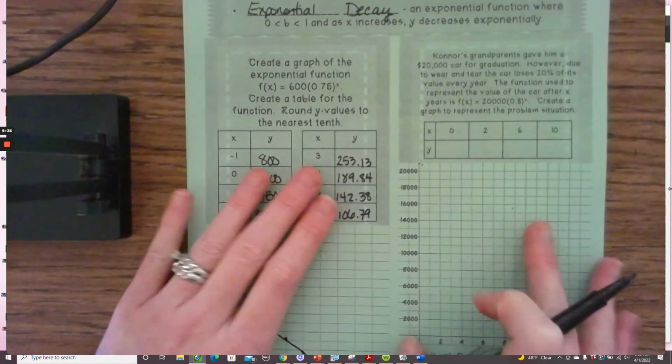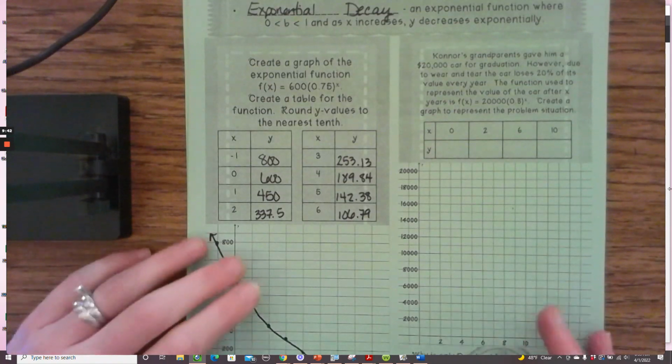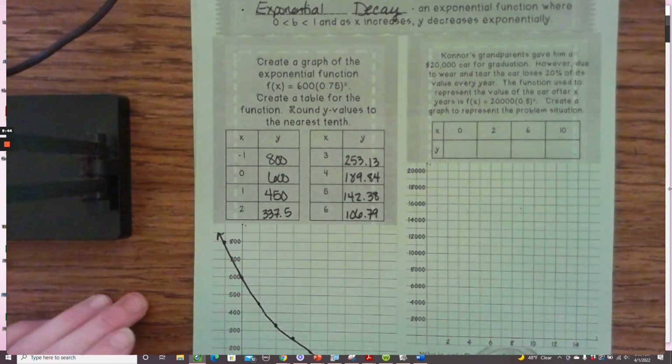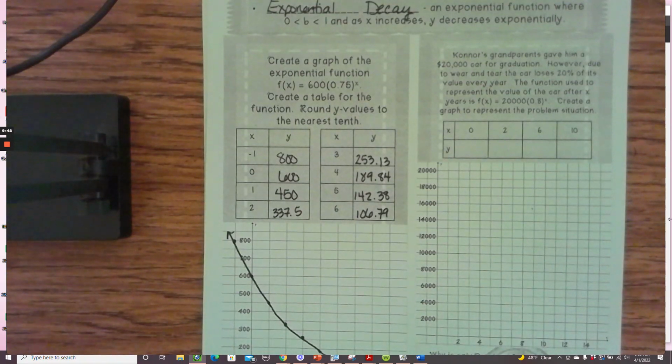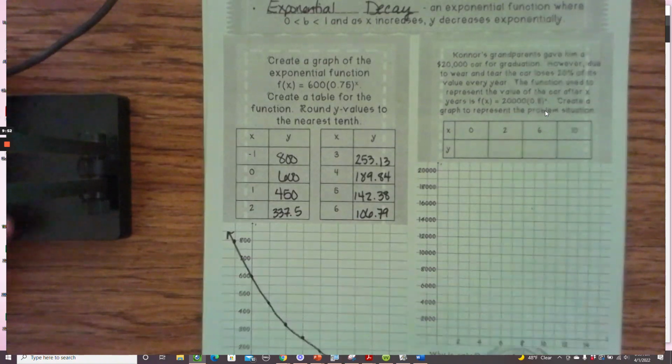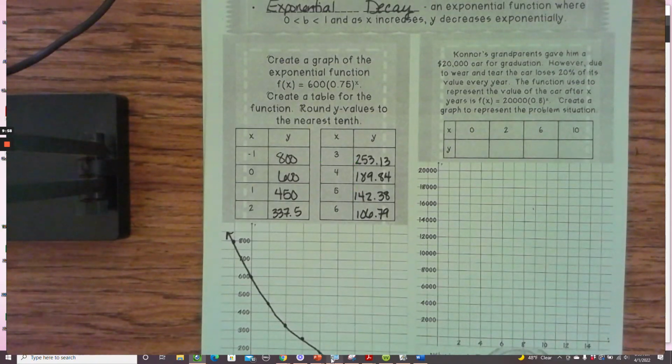Alright, Connor's grandparents gave him a $20,000 car for graduation. However, due to wear and tear, the car loses 20% of its value every year. The function used to represent the value of the car after x years is f of x equals 20,000 times 8/10 to the x power. Create a graph to represent the problem situation.